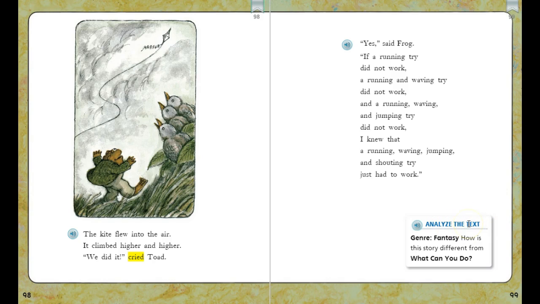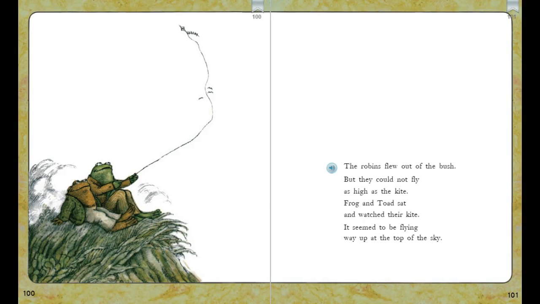Analyze the text. Genre, fantasy. How is this story different from What Can You Do? How is Toad different from Frog? How are Frog and Toad feeling now? And why do you think so?